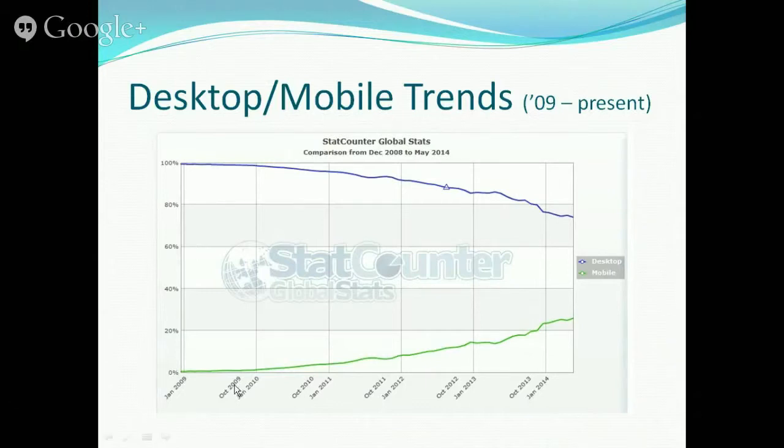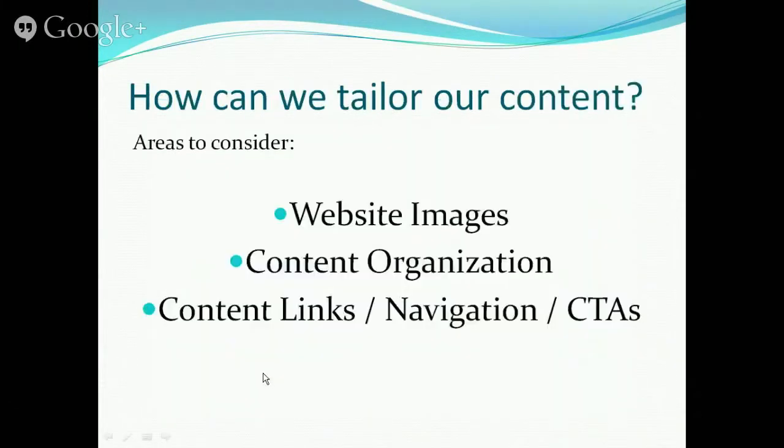So given these numbers and these trends, it's pretty clear that we need to tailor our content for these growing mobile users. And some areas that we can look at would be website images, content organization, and our links. This will include basic page links, navigation, and our very important call to action.